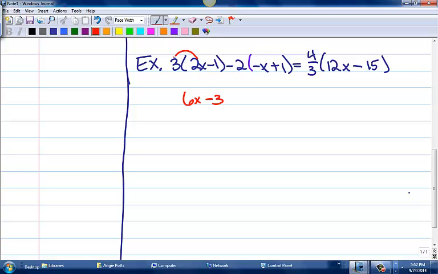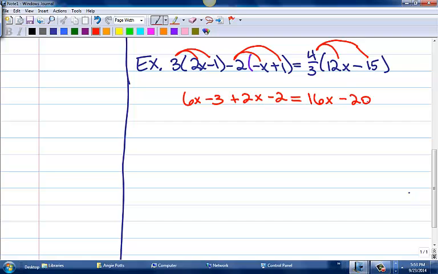So we get a 6x minus 3 when I use the distributive property there. Don't forget that that negative comes with the 2 when you're distributing here. So it's a positive 2x and a negative 2. And multiply that fraction in, that becomes 4 times 12, which is 48. And then you divide it by 3 to get 16. Then again right here, 4 times negative 15 is 60. Divide that by 3. Make sure I'm doing this right. Yep. So 60, divide that by 3, and you get a negative 20.